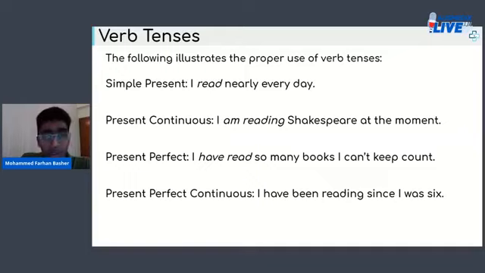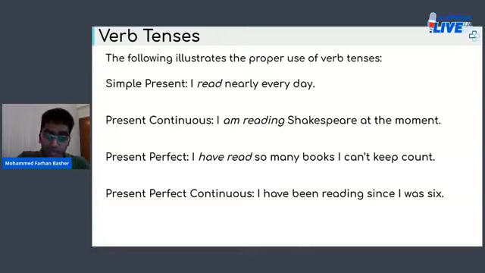Also, if you want to talk about an action that you're pursuing right now as you speak, or at the moment, you have to employ the present continuous tense, and you say, "I am reading Shakespeare at the moment," "I am talking to my mother," or "I'm talking to my wife right now." Such actions. Okay, and then you have the present perfect tense.